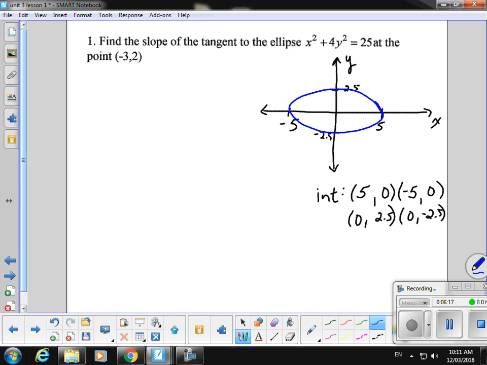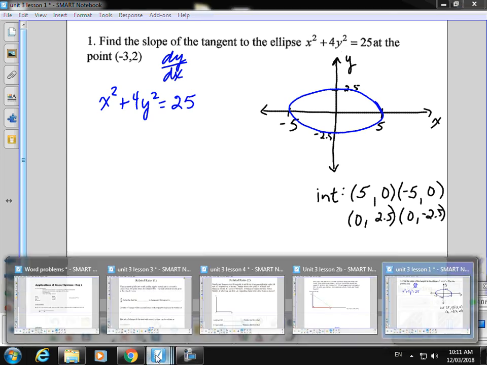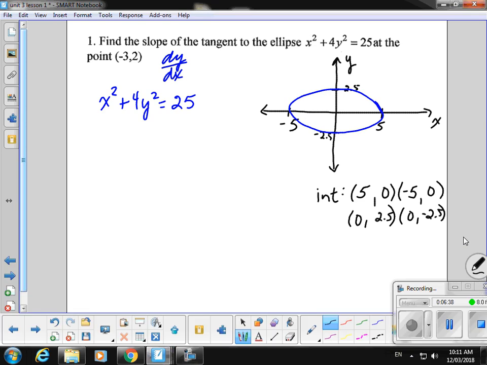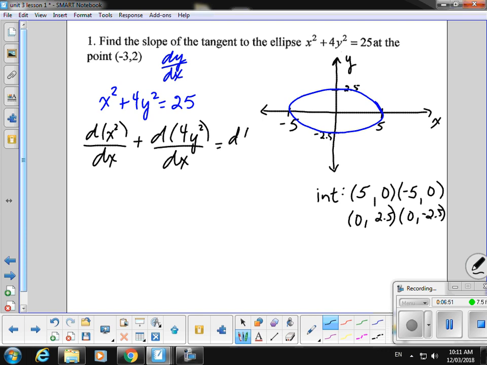We want to find the slope of the tangent. So what I'm looking for is dy dx, and I'm looking for it at a specific point. So x squared plus 4y squared is 25. I am going to take the derivative of both sides. So I'm going to take the derivative of each term, the derivative of the second term with respect to x as well, and the derivative of the right side.